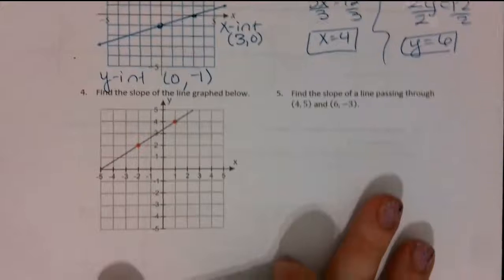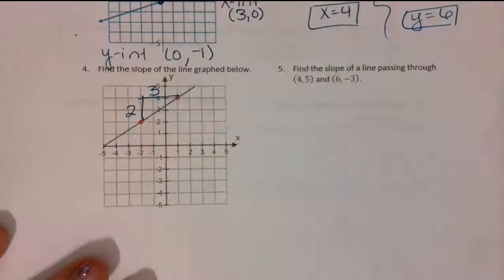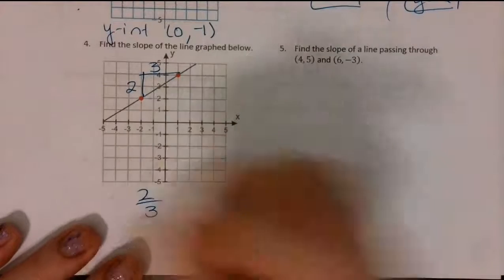Okay. Number 4 wants me to find the slope of the line that's been graphed below. So I am going to draw a slope triangle. It's going up 2, right 3. You always write rise over run. So I'm going to have 2 over 3 for my slope.